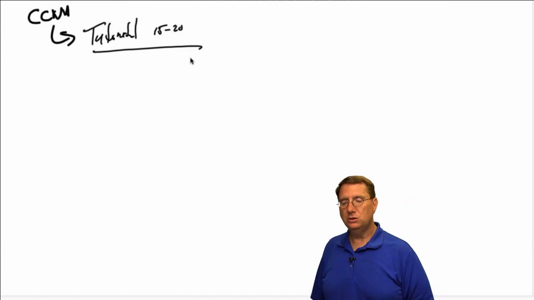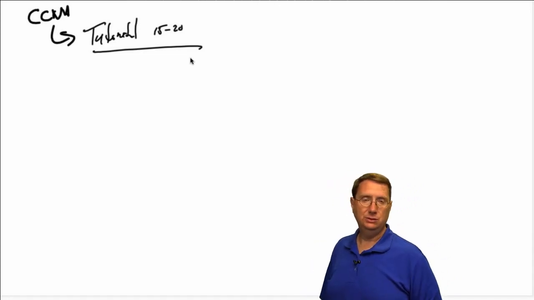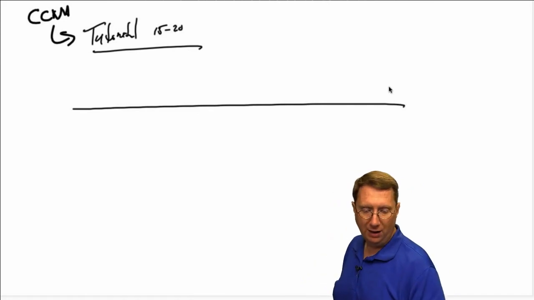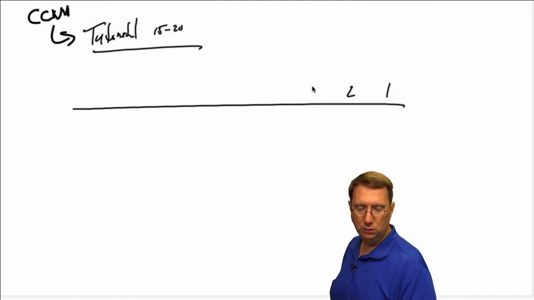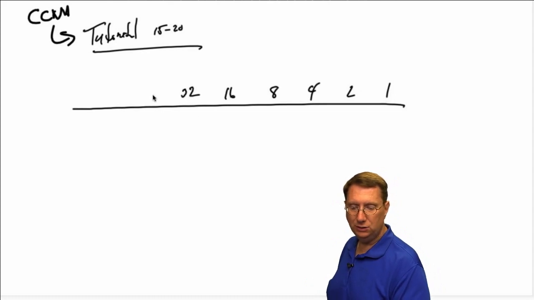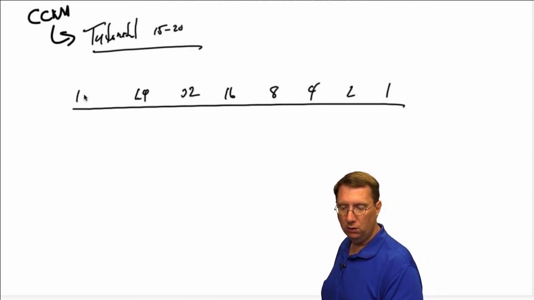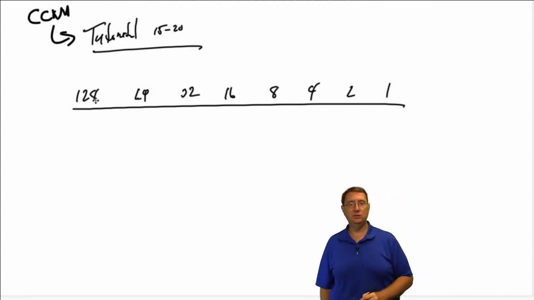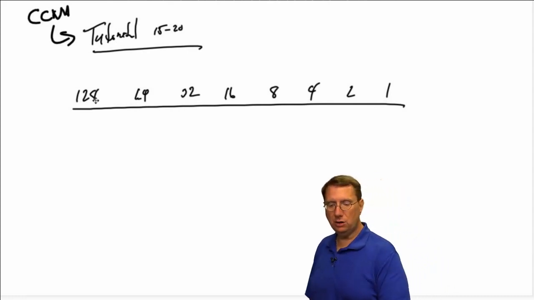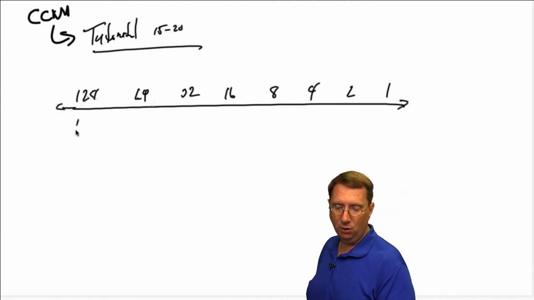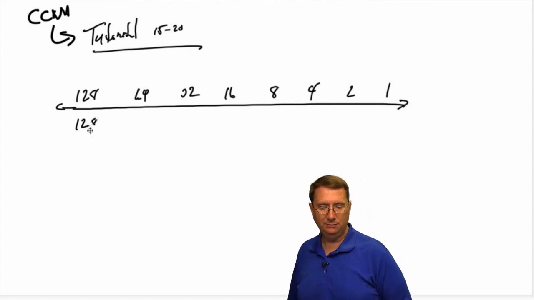All right? So what I recommend to every student is go into the testing center and draw that number line. So we've got 1, 2, 4, 8, 16, 32, 64, 128. Now what I'm going to recommend students do is they add these up. So here's our number line, and it's very easy to memorize these. But the main goal here is 128 is 128.